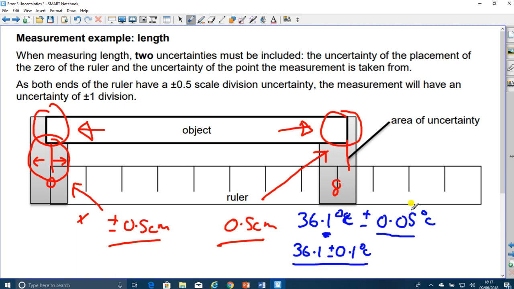Despite the fact that it's a reading, I cannot give a level of precision which is smaller than the resolution of my instrument. So therefore, although this is a reading, it's still giving me the same level of precision as a measurement would give.